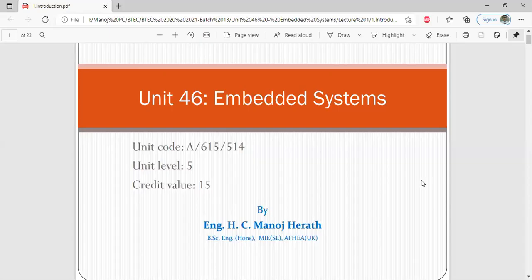46, embedded systems, right? So the unit code is this, and this is a level 5 unit, and the credit value is 15 credits. In this unit, since it has 15 credits and it is a level 5 unit, this is extremely important, not like the other modules. So here we try to give you more understanding of embedded systems, and how you can do the practical work. Right? So therefore all of you have to do these things.